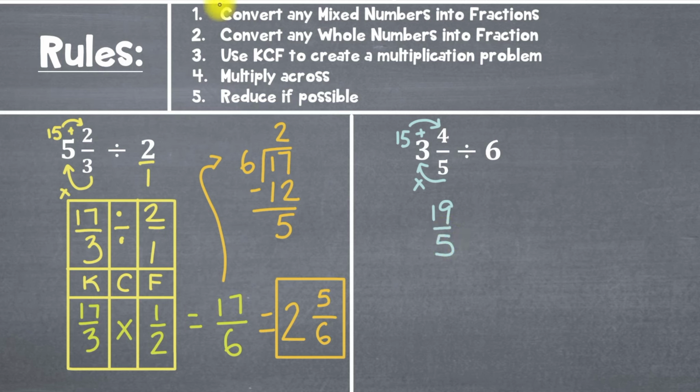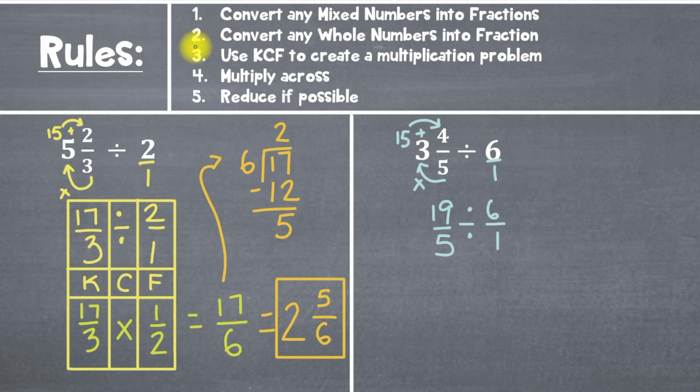Now we can go to step 2, which is to convert any whole numbers into fractions. Now remember, whole numbers are a little bit different from mixed numbers in the sense that we don't have to do all this extra stuff. What we do need to do is make sure we remember that we put it over 1. That is what turns this into an improper fraction. So now what I'm going to do is just bring down my division sign and bring down my second fraction, 6 over 1.